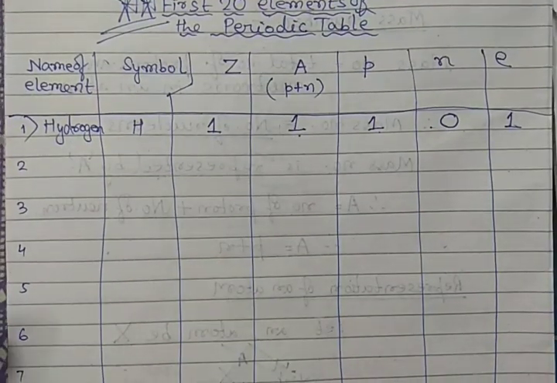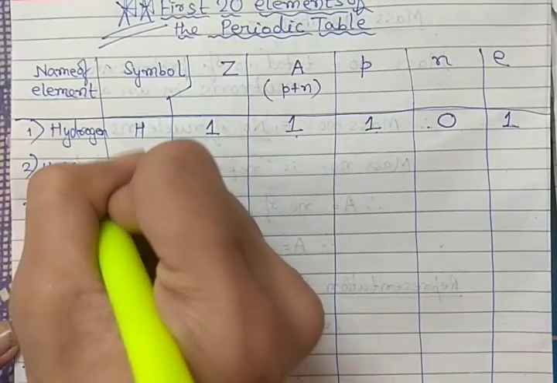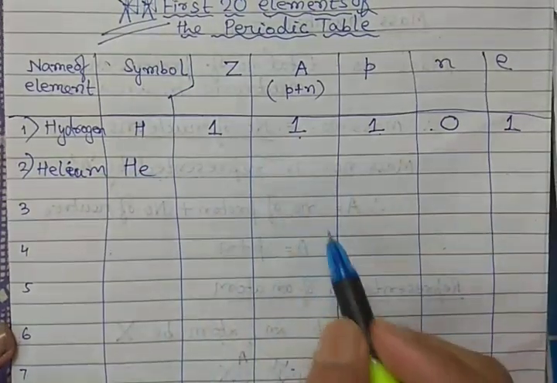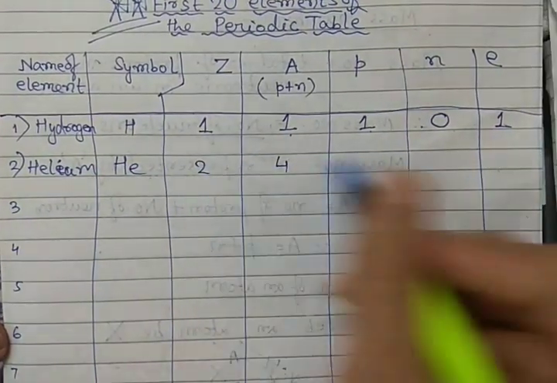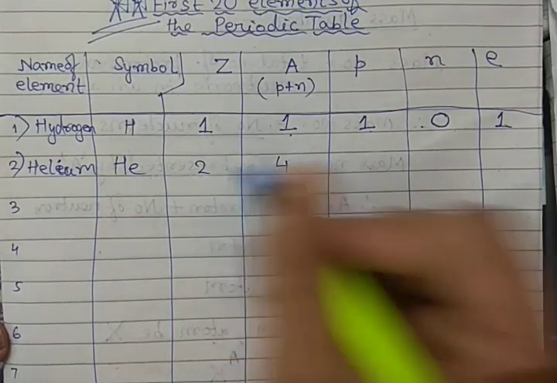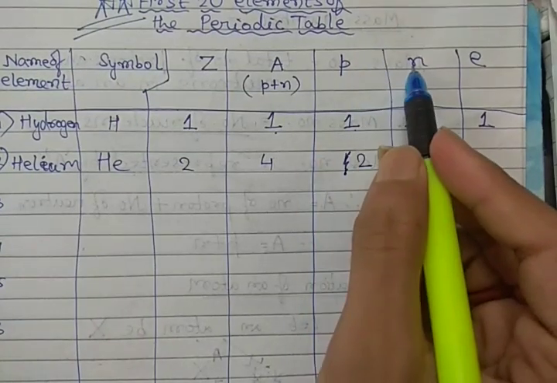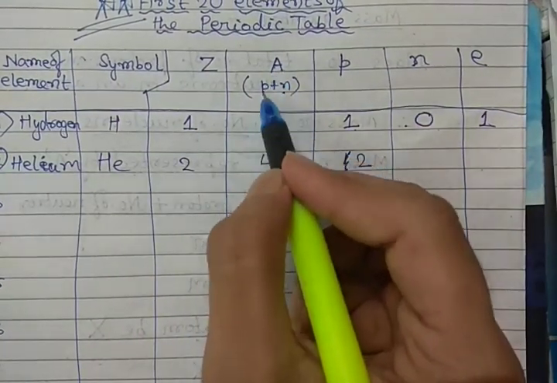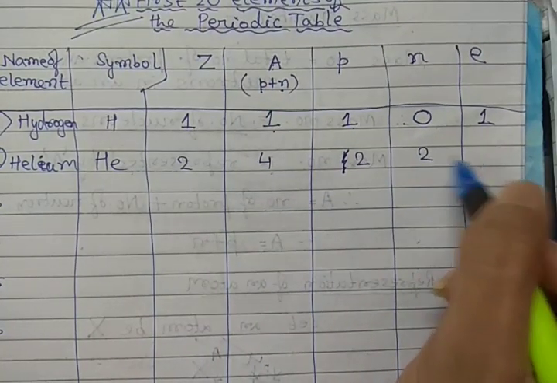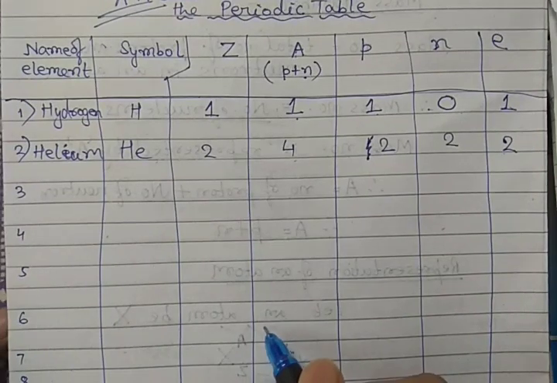Okay, so the next one is helium. Symbol of helium is He. It has an atomic number of 2 and a mass number of 4. So atomic number is the number of protons. Therefore, number of protons equals to 2. And what is the number of neutrons? Mass number minus proton. 4 minus 2, 2. And number of electrons is also 2. Clear? So let us move on to the next element.